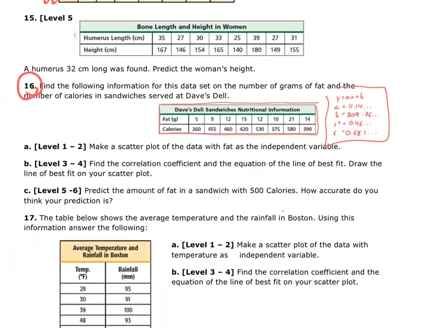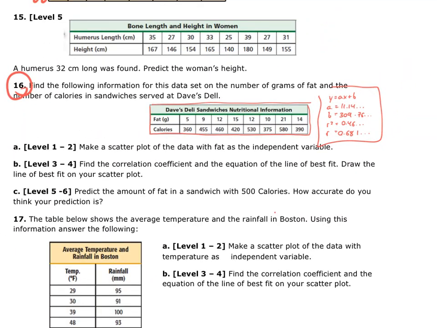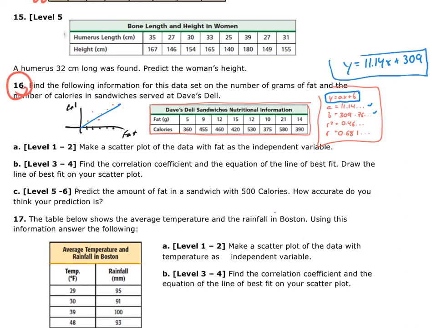So this is make a scatter plot. We can make a scatter plot by just plotting all this data. How much fat, 1, 2, 3, 4, 5. And so this would be fat, and this would be calories. And you'd plot them like that. And what this line represents, this y equals 11.14x plus 309, right, from A and B. This is the equation that describes this line.